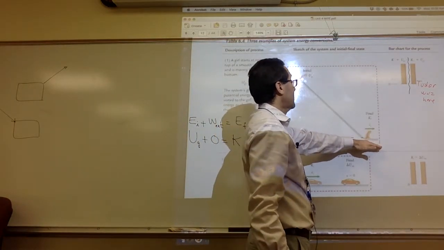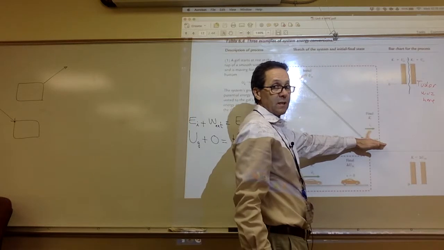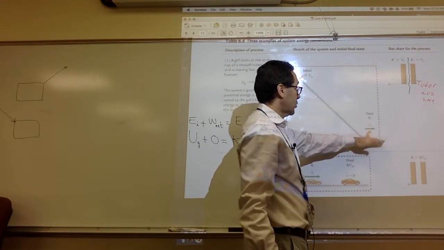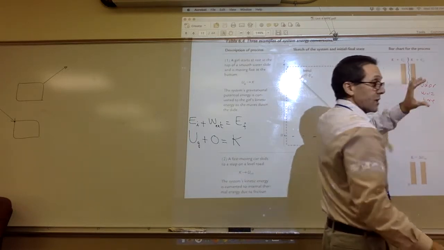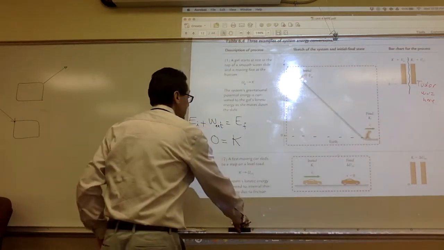And at the final state, she's at the reference level, she has nothing, no gravitational potential energy, and all her energy is converted to kinetic energy. You see how these two bars are equal. Now, let's add to this.